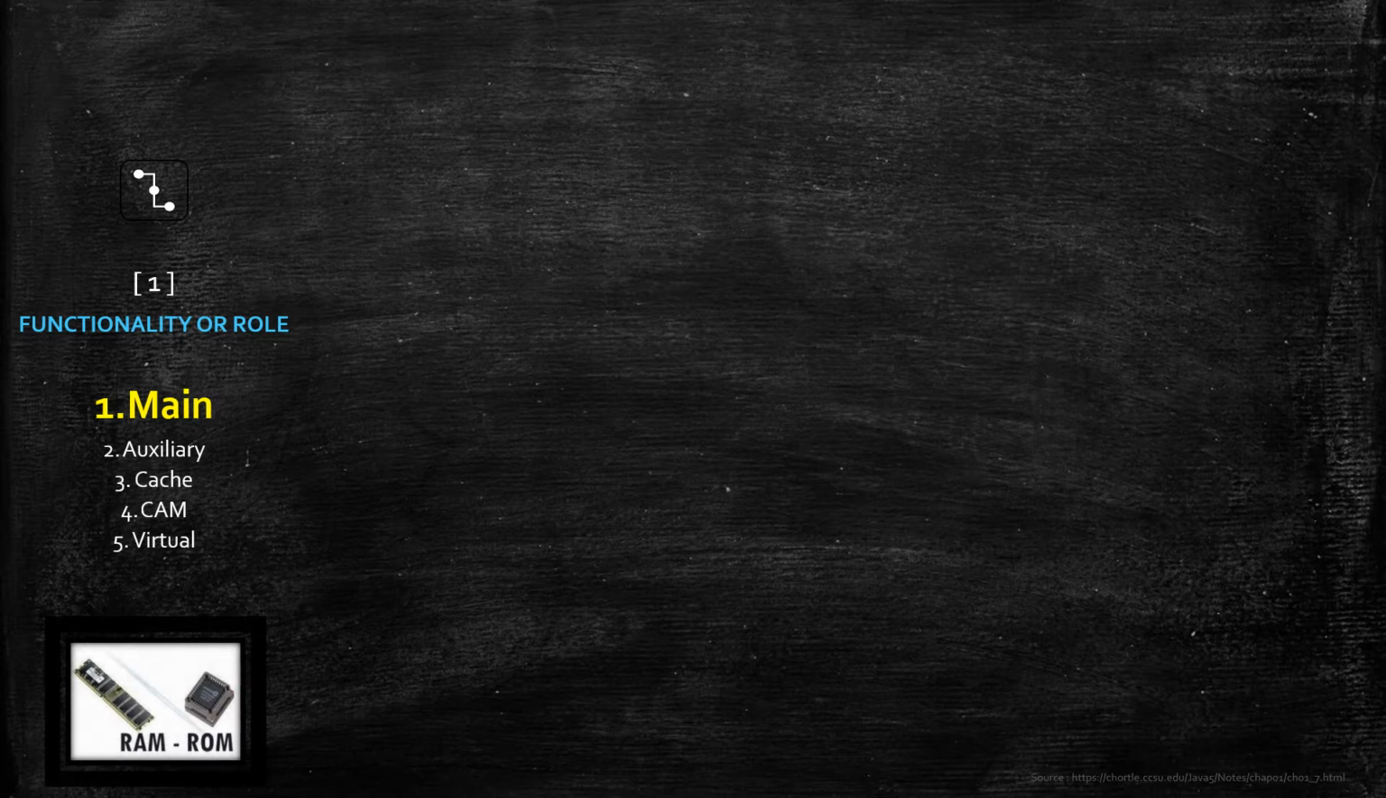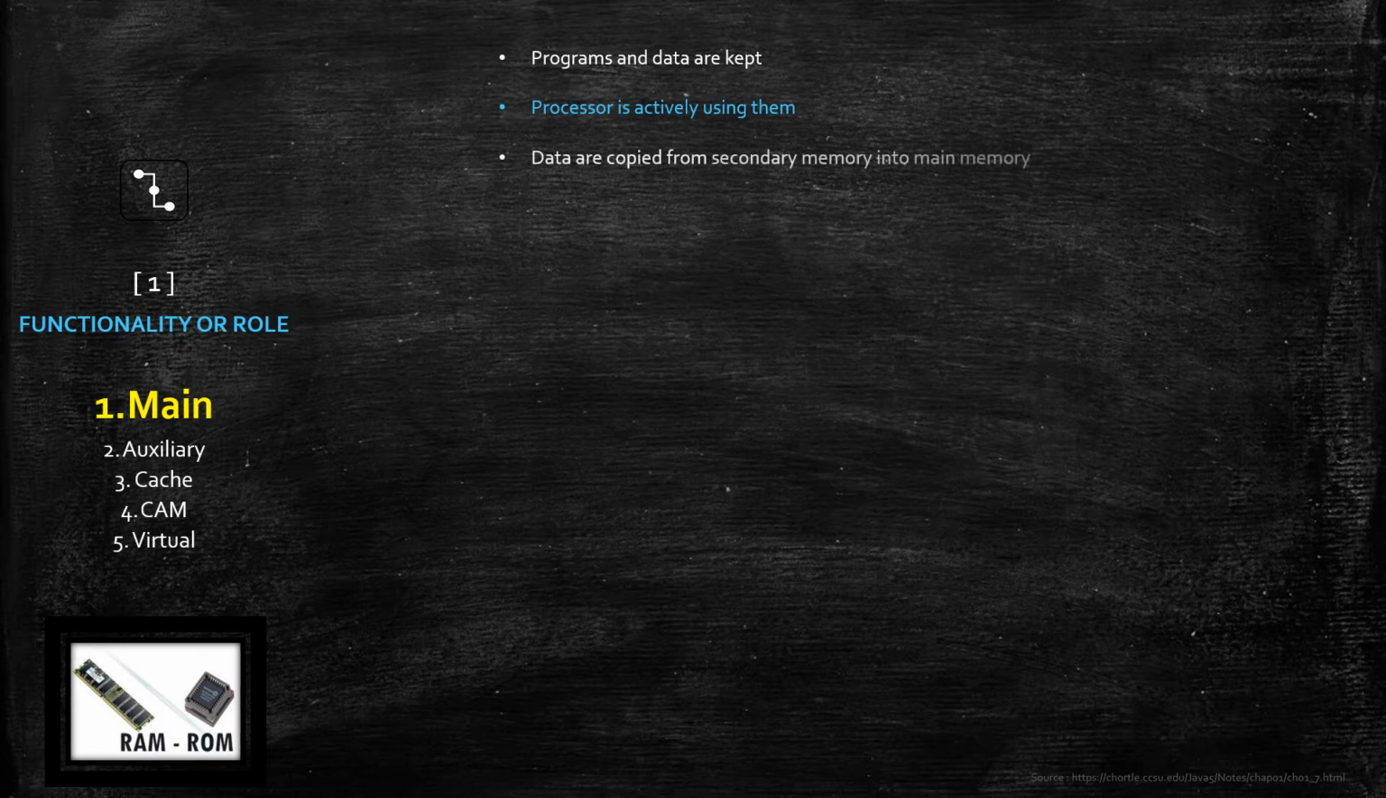So what is main memory first? Main memory is the place where your programs and data are kept at the time when the processor is actively using them. Because when the program and the data become active, normally they get copied from the secondary memory to the main memory, where the processor can interact with them. We need to keep in mind this copy remains in the secondary memory.